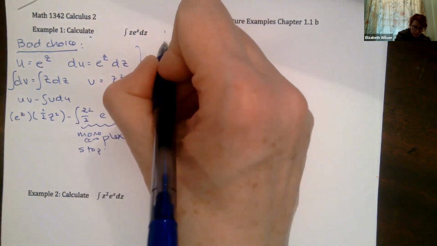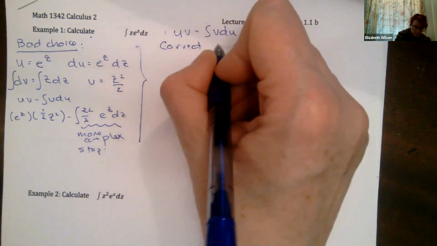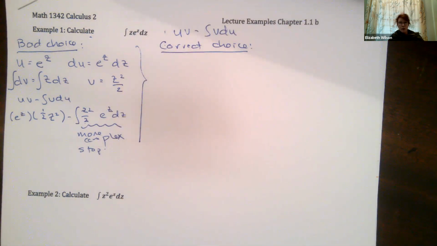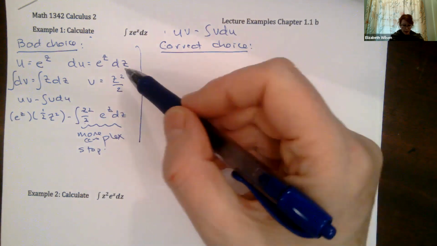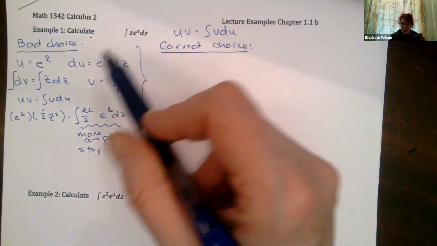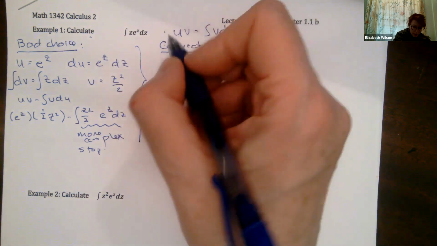So, the correct choice. I did the wrong choice first so that you can see why it was wrong. So I'm going down this garden path, and it's more complex than the function that I started with. Maybe I'll switch my u and my dv and try something different. Okay, so I'm going to switch it.